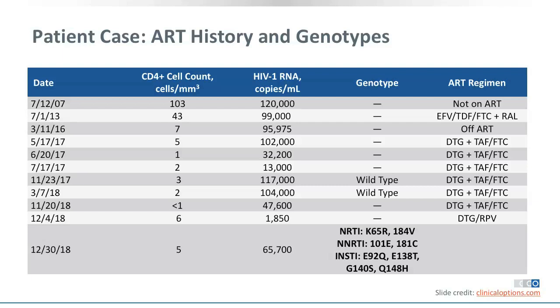when she was trialed on dolutegravir and rilpivirine, the thought being that perhaps with a reduced pill burden and a small pill she would do better. You can see that up until 2018, she only has a few genotypes that we have access to or that were drawn.